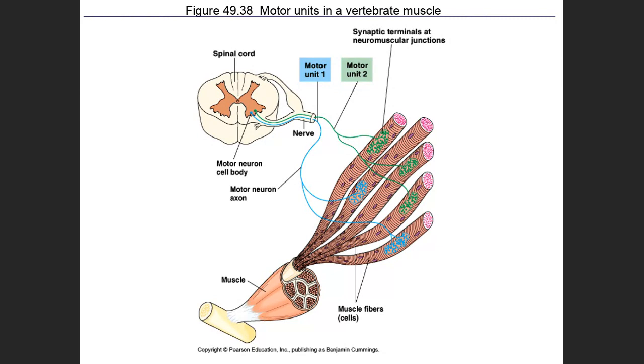Remember, when a muscle cell does get a signal to contract, though, it's an all or nothing thing. It's kind of a rubber band boinging back. You can't do it halfway. And so every muscle cell either contracts or doesn't. And they call that an all or nothing response.